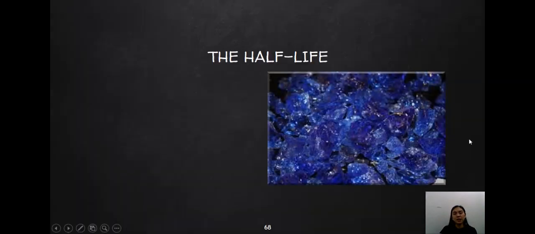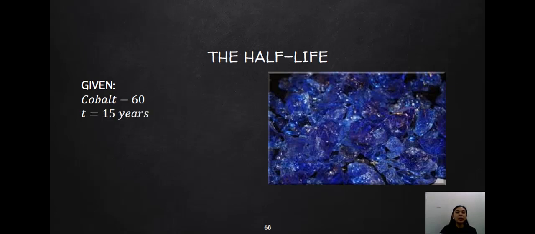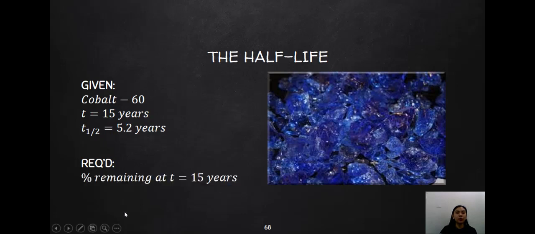So using your GRS method, let's write your given. Of course, you have your cobalt-60 as your nuclide or your radionuclide, and the time given for us is 15 years. The half-life is 5.2 years. And we are required to calculate for the percentage that remains after 15 years. So, gano'n daw kadami yung may iwan after 15 years.